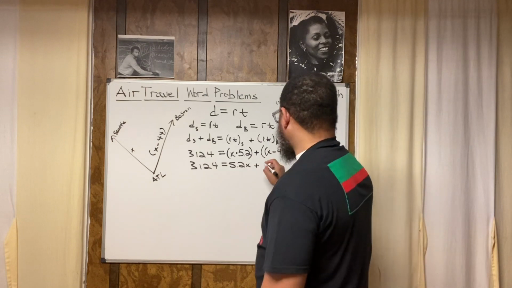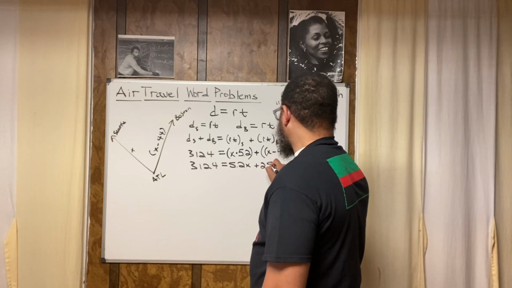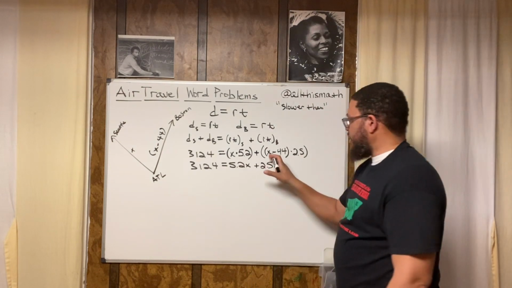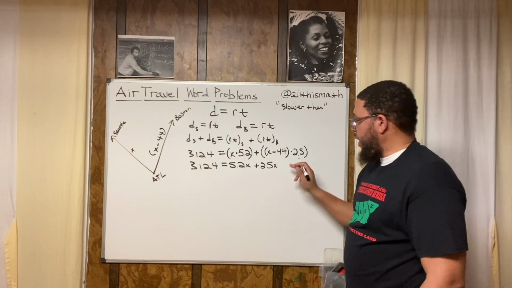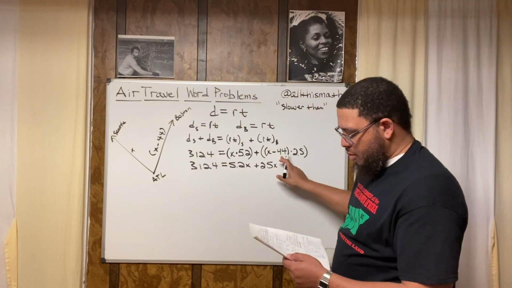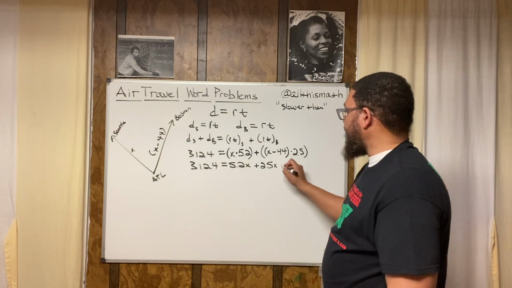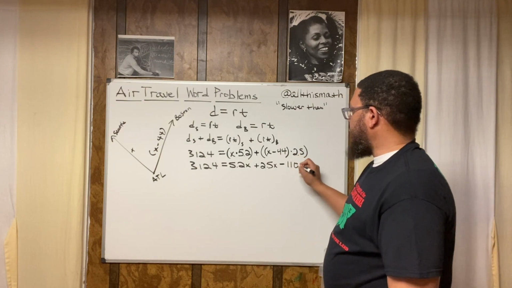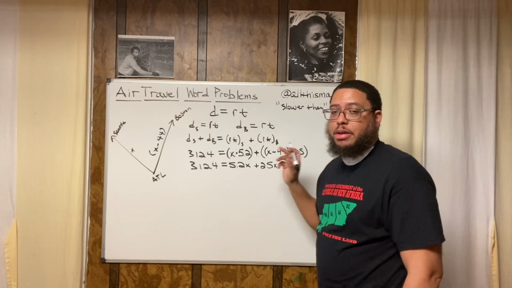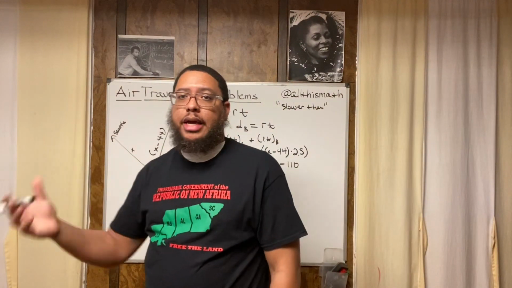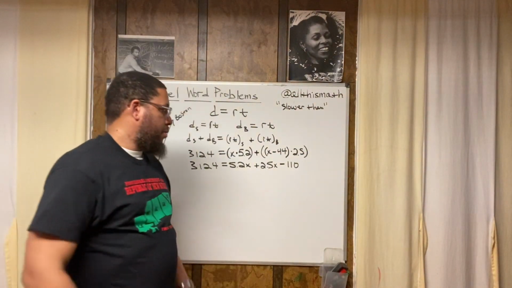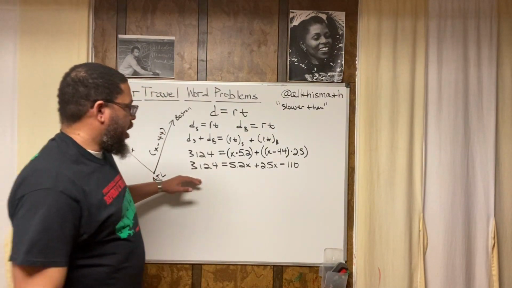All right, so we're going to have 2.5x, because 2.5 times x is 2.5x. And then 2.5 times negative 44 is negative 110. And don't forget, that's a negative 110. That's not a positive 110, because a positive multiplied by a negative always yields you a negative product, always. All right, so now look at this. Now it's getting more simple.